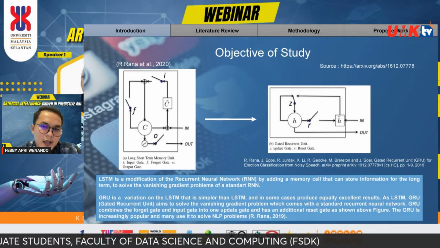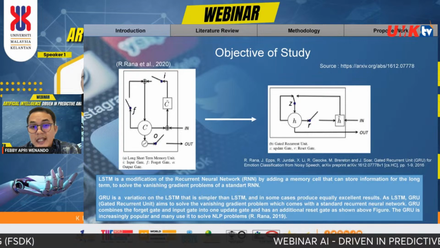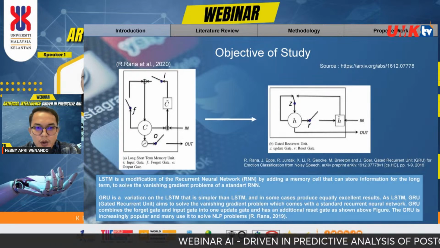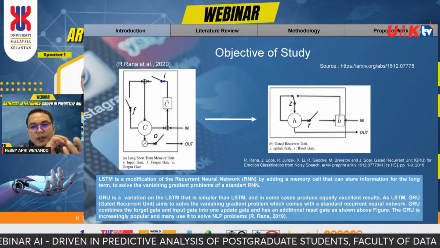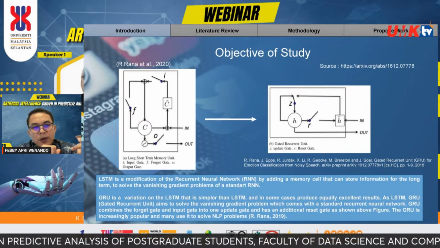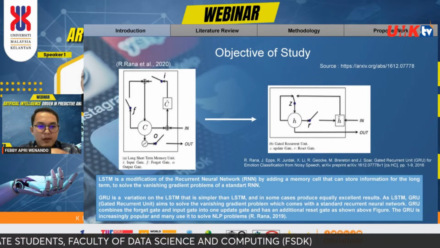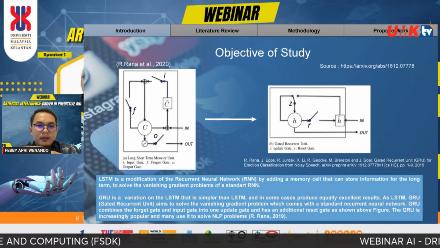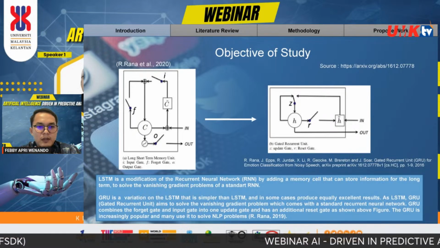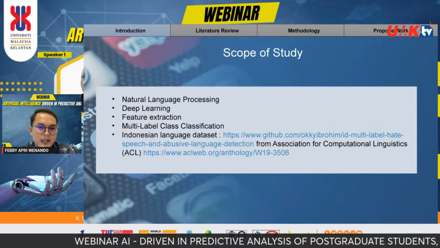This is LSTM. LSTM is one algorithm of neural networks. LSTM is a modification of RNN, recurrent neural network, by adding a memory cell that stores information for the long term. As Mr. Hanafi mentioned before, LSTM is good for time series data. LSTM is to solve the vanishing gradient problem of the RNN.